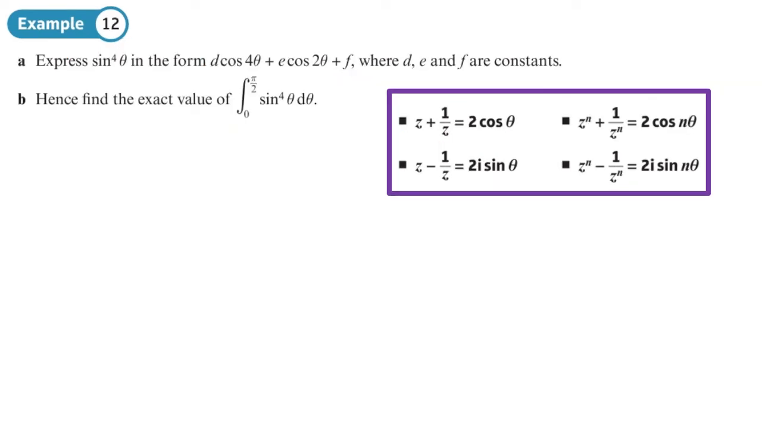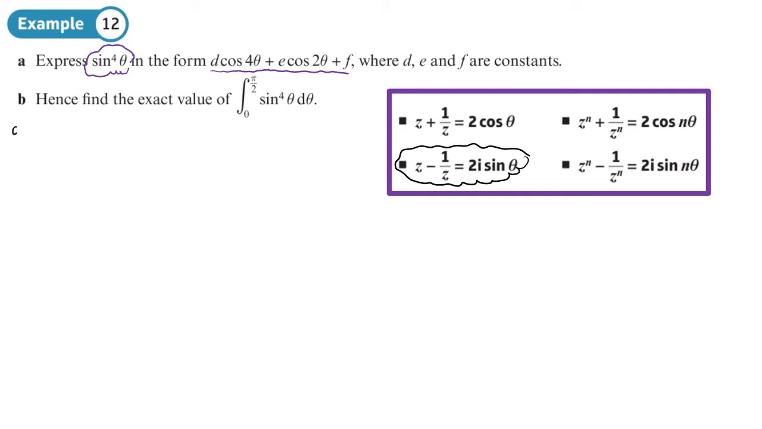Okay, part A of this example is very similar to the last one. The last one was cos to the power 5 theta. This is sine to the power 4. This is the format that we need to get it in. So we're going to take the same approach. So we're going to start by using this identity here, since we have sine.